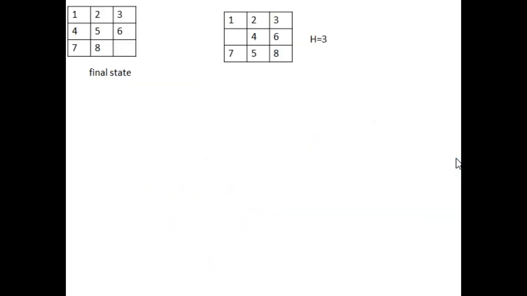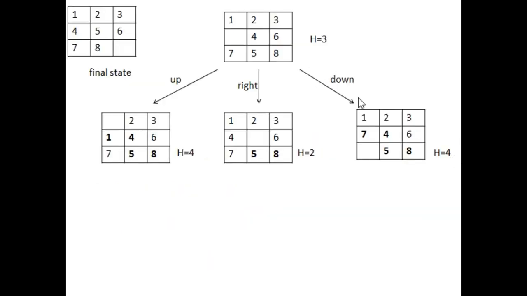In the same way you can calculate the heuristic value for this state. 7 is also not at its actual location. In the same way 4, 5 and 8. So the heuristic value for this state is 4. So the heuristic values for these states are 4, 2 and 4.